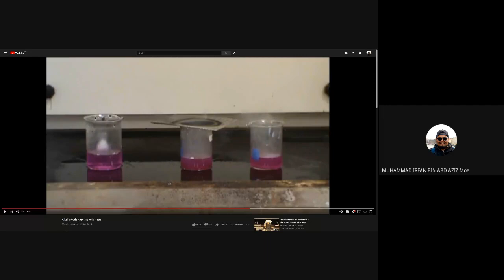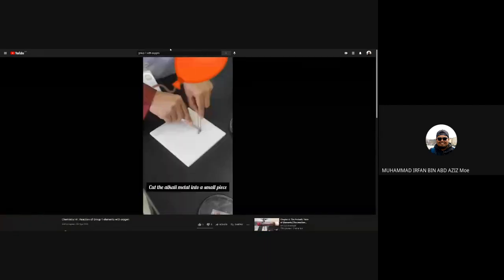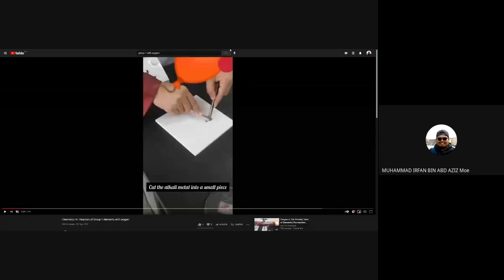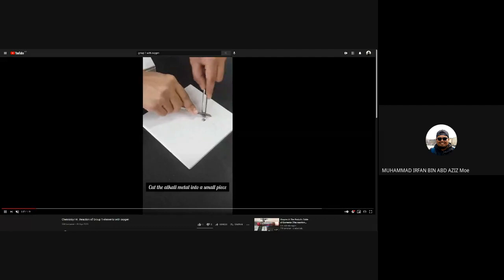Alright, next we go to the next experiment: reaction of group 1 elements with oxygen. We can cut the alkali metal with an ordinary knife into small pieces. But we cannot handle it with our bare hands, because our hands have sweat, and it will react and explode.